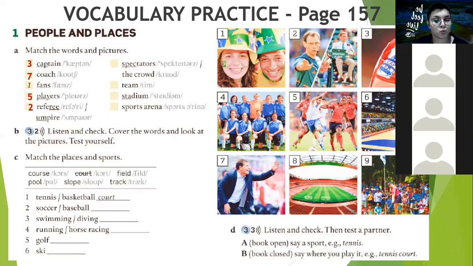Now, spectators or the crowd, what number do you think belongs to them? 6. 9. Okay, I have 2 votes for 9, 1 vote for 6. What do you think, guys? 9. Okay. And yes, you're right. Number 9 belongs to spectators. Then we have team. 4. Okay, let's see. Excellent. It's number 4. Great job.